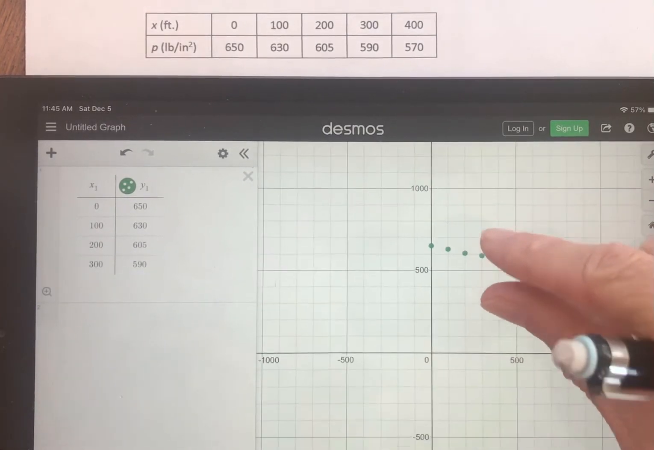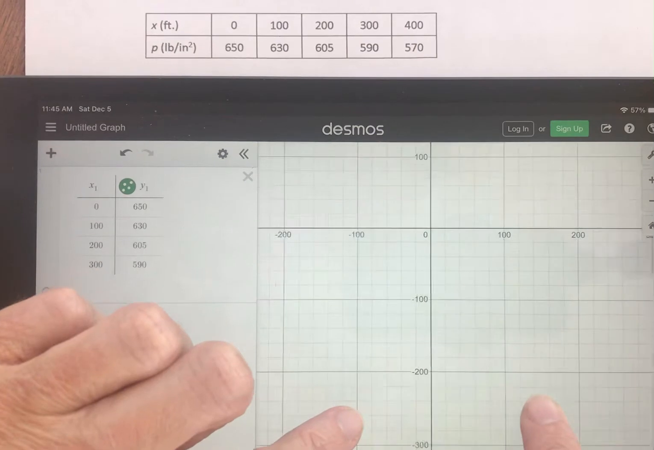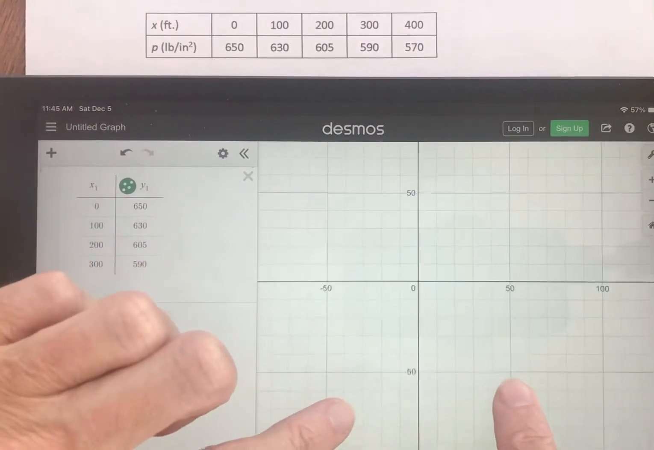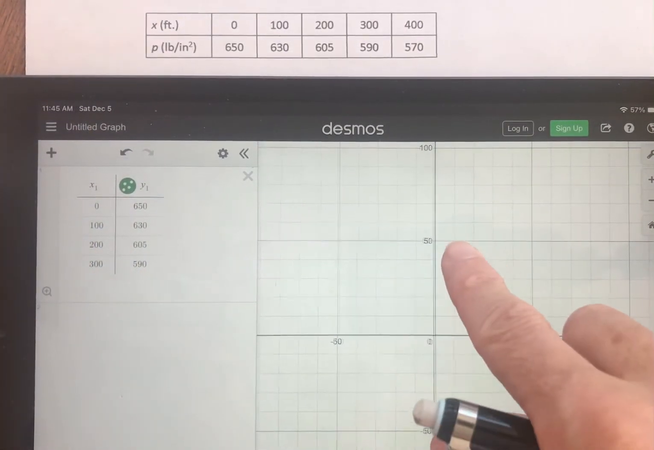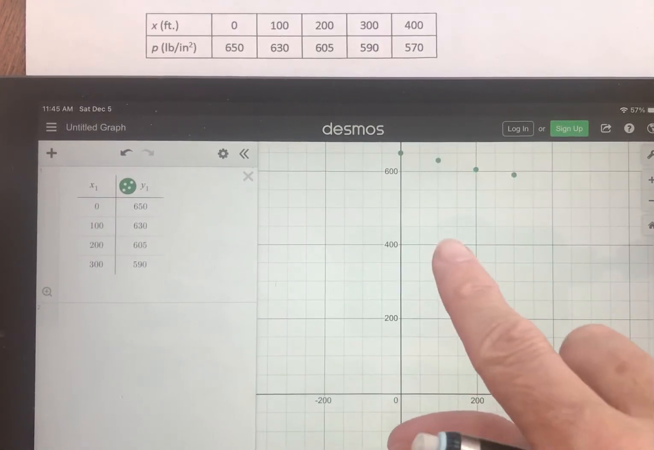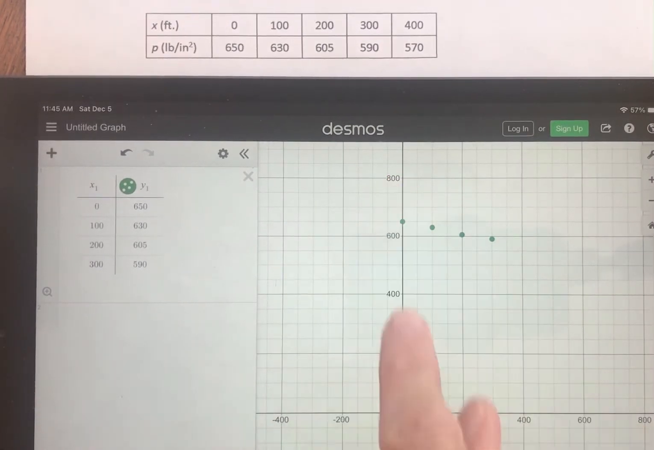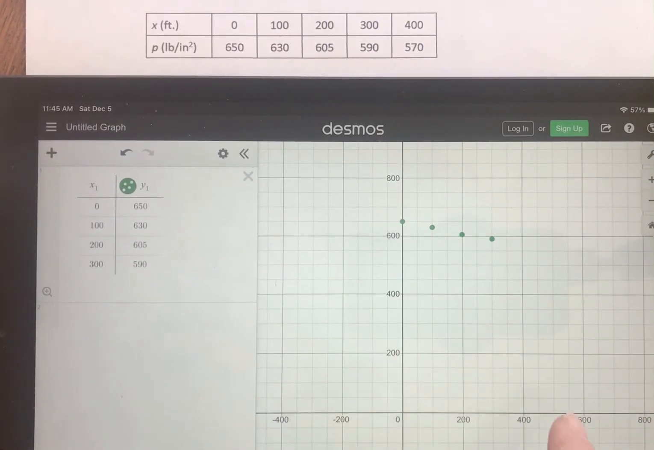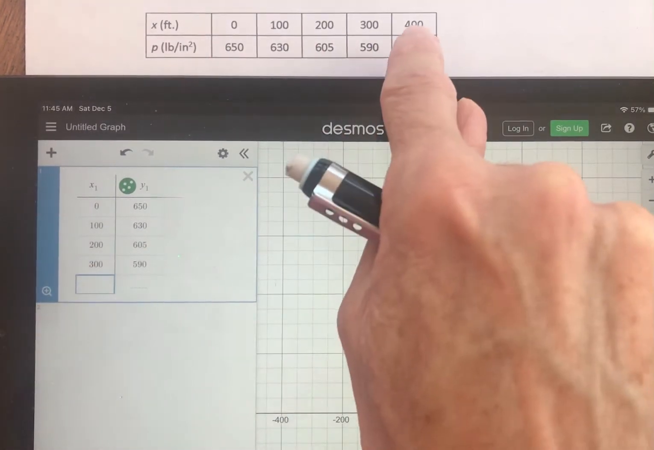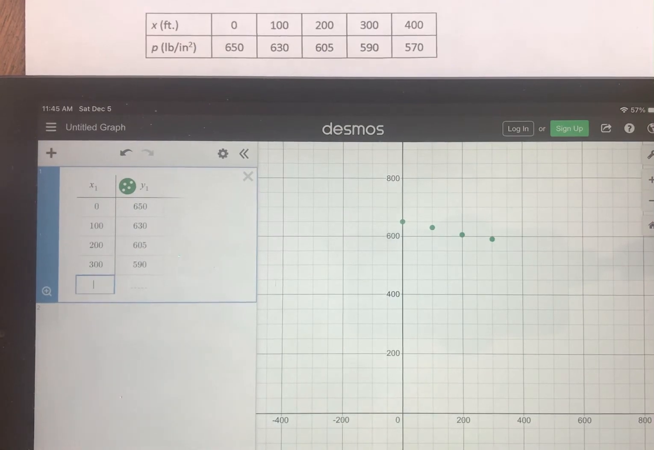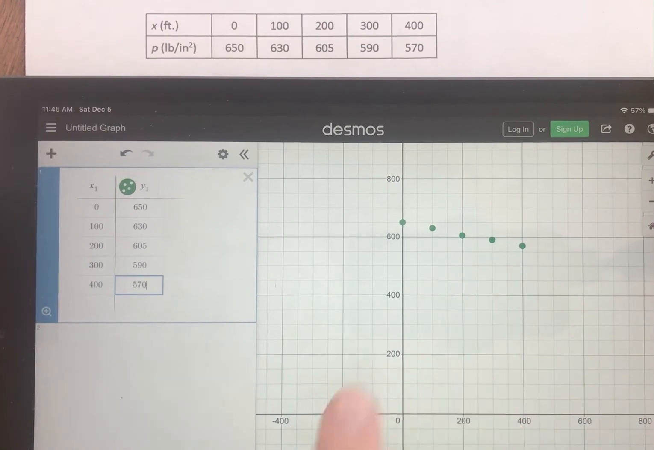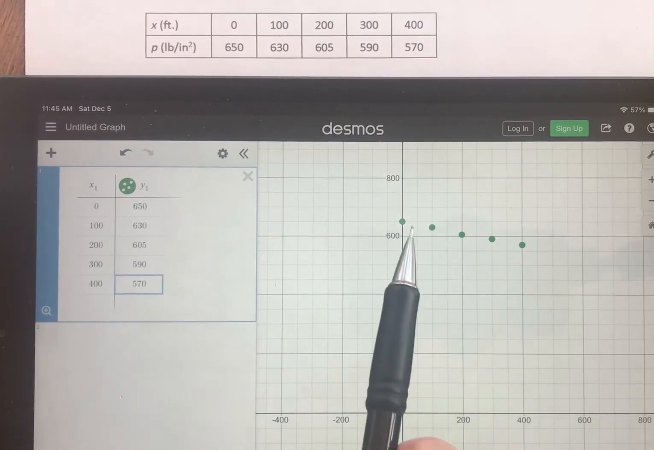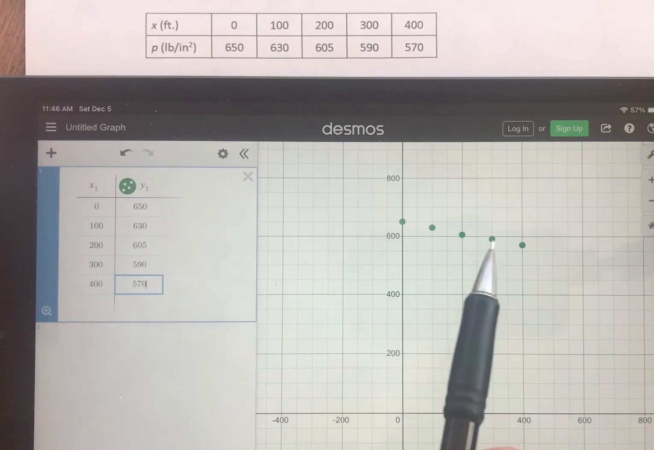Now you may have to do some pinching. You may have started out with something like this on your Desmos graph, and you need to do some manipulating to make sure you cover all the necessary Y distance as well as the X distance. Let's finish over here. The last one says that at 400 feet, the pressure is 570.